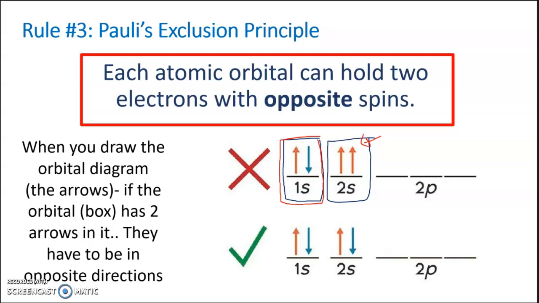So Hund's rule: you fill up one orbital at a time in a sublevel. So 2p, you fill up boom, boom, boom, and then you start doubling. And the Pauli rule is when you have 2 electrons in one orbital, one is up, one is down, because they have to have opposite spins.